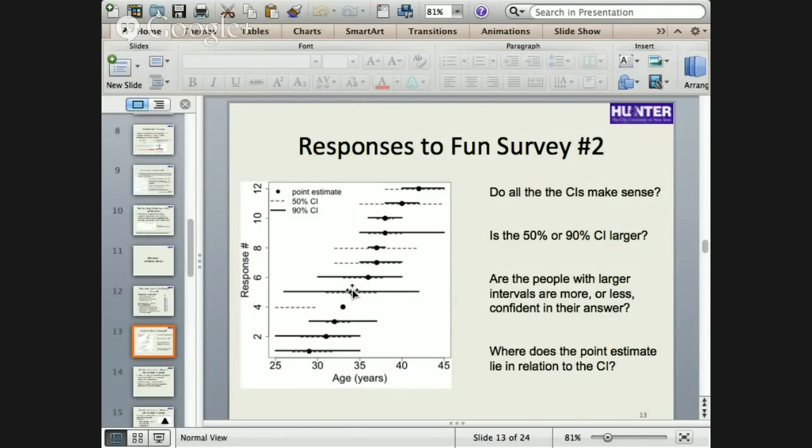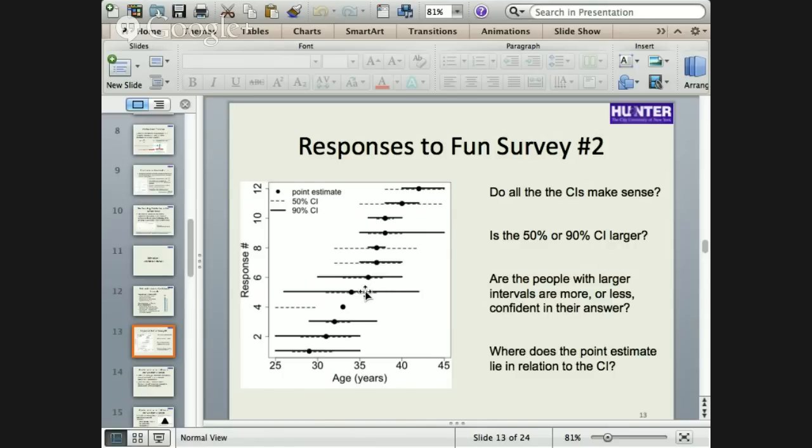Like if you had some reason to know that it was impossible that I was younger than some age, then maybe it would extend further on one side. But probably most of the time, the point estimate is going to be in the middle. And here we have a 50% confidence interval and then a 90% interval that's about twice as big. All of this makes sense.